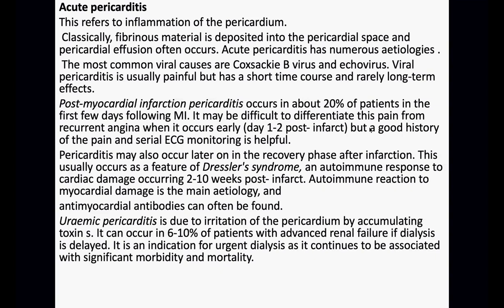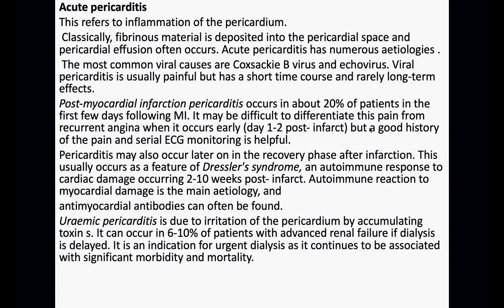Sometimes we have a category of disease named Dressler syndrome. Dressler syndrome is post-myocardial infarction pericarditis. It is one of the autoimmune complications following MI, occurring in 20% of patients, and produces a specific type of chest pain different from the chest pain of the myocardial infarction. Pericarditis may also occur in the recovery phase after the infarction.